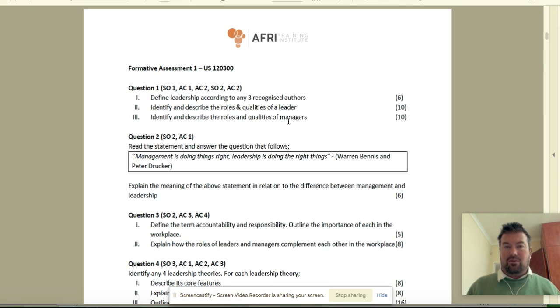That's going to give you the roles. And then just think about the qualities. What do you want in a leader? Honesty, integrity, and so on. Add those to your answer.